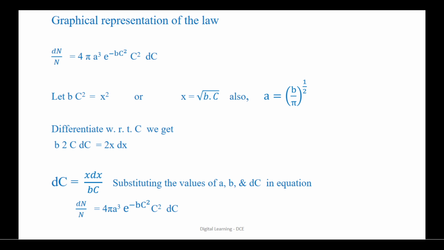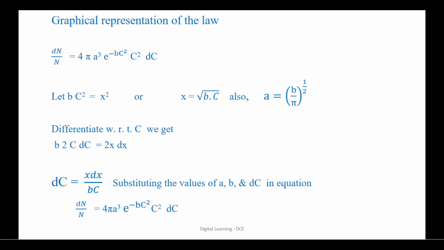Next, we will have the graphical representation of Maxwell's law of velocity distribution. In order to represent it graphically, we need some mathematical calculations. Using Maxwell's law of velocity distribution equation, we have the probability of the number of gas molecules having velocities between the two values c and c plus dc, that is given by dn by n is equal to 4 pi a cube e to the power of minus bc square into c square dc.